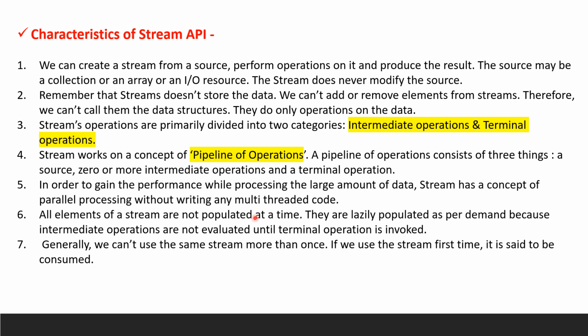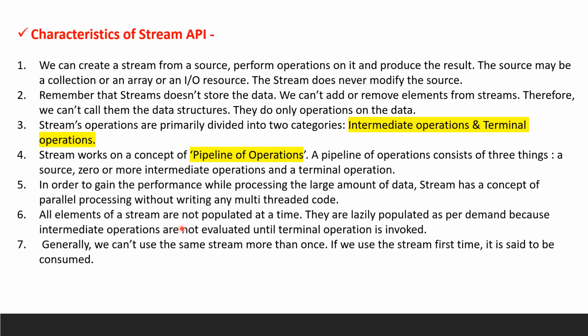Stream works on the concept of a pipeline of operations, which has three things: a source, meaning input, zero or more intermediate operations, and a terminal operation. In order to gain performance, if you have a large amount of data, it provides parallel processing using the parallel stream.